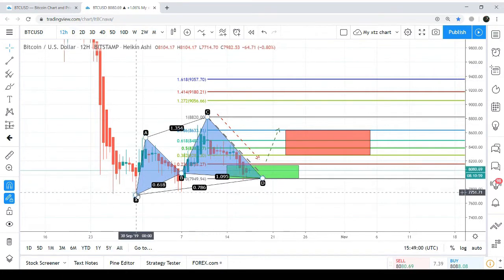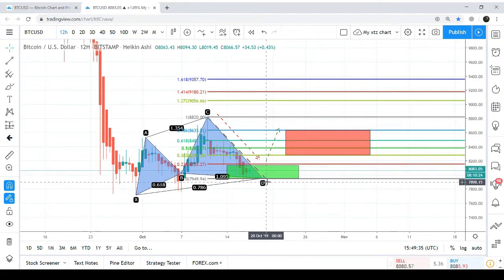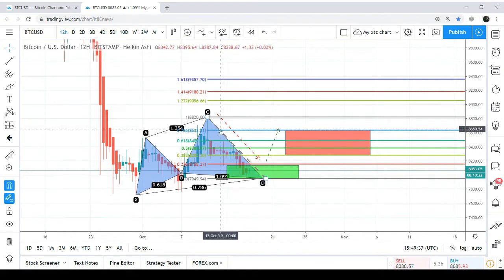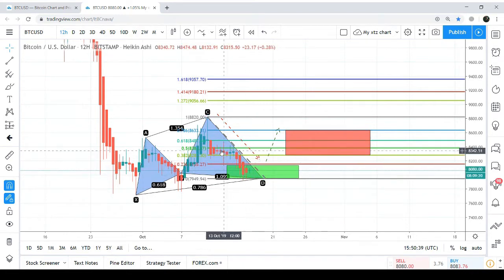We can see after the initial leg, the A to B leg is retraced exactly 0.382 for the B to C leg of the Cypher. After that, we have a retracement between 0.618 and 0.786 Fibonacci, which is exactly what is required for the C to D leg of the Cypher pattern. Now the price action has entered the potential reversal zone.